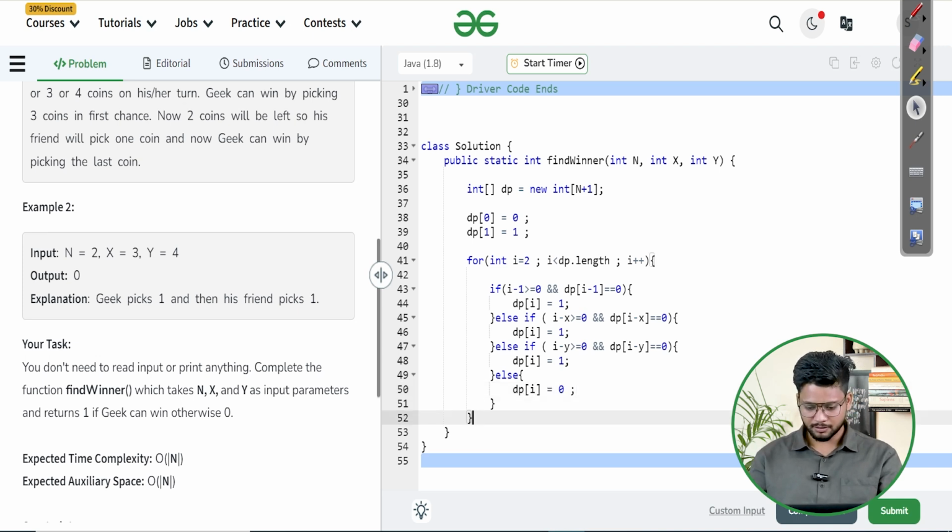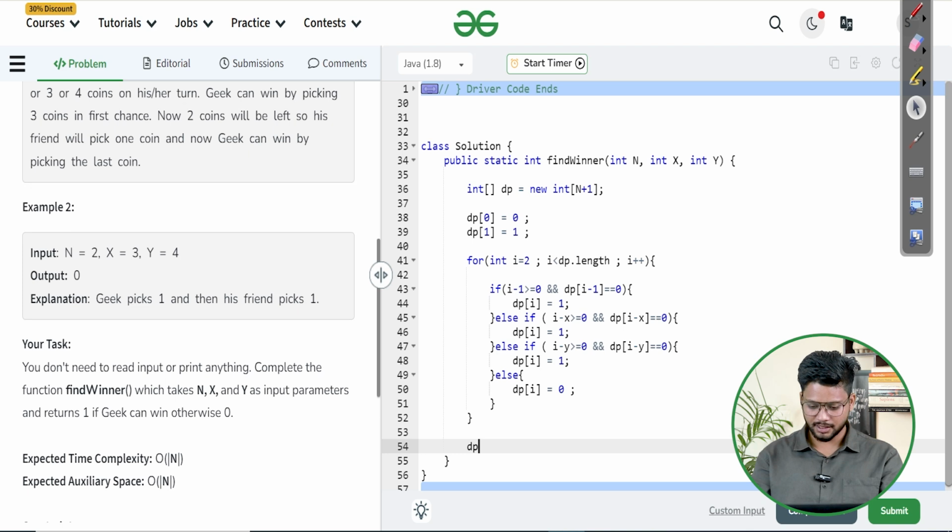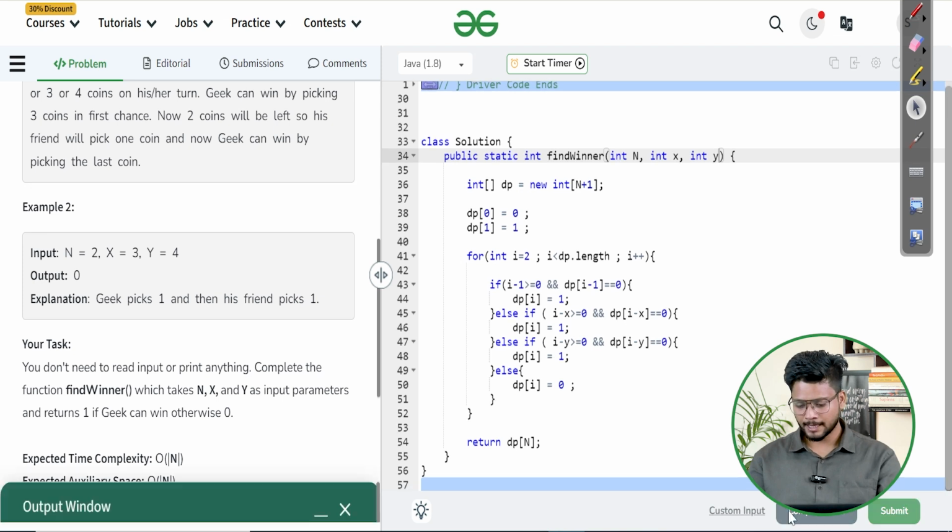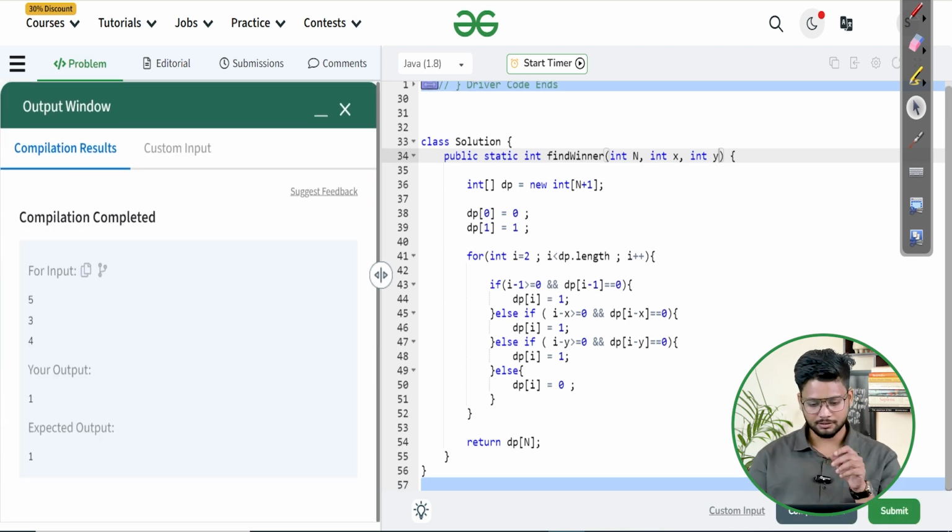Now after this loop we have to return dp of n. As I have used x and y in small letters, I will make x and y small for these parts. So let's compile and run. It is showing the right answer.